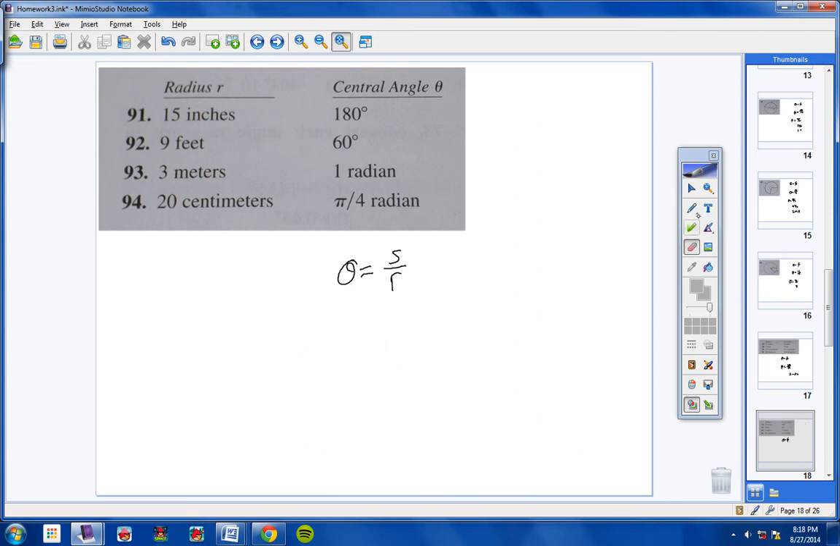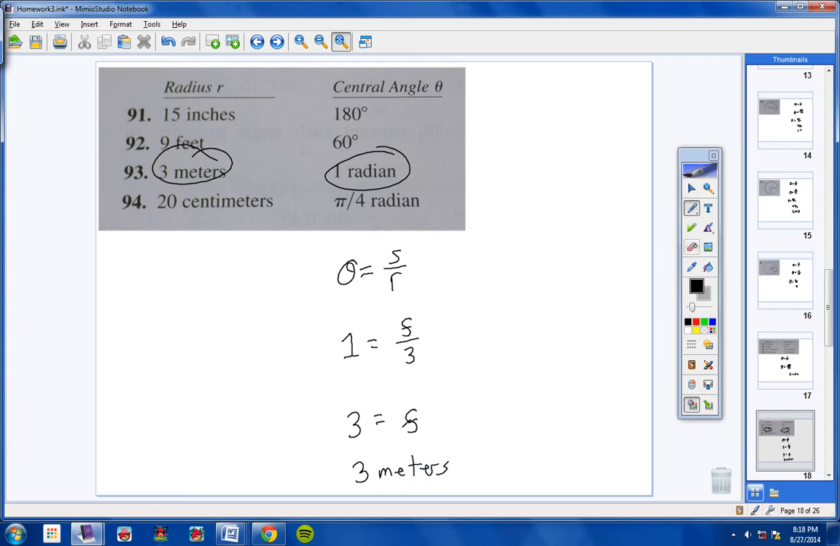Let's take a look at the next one, number 93. We have 3 meters and 1 radian. Notice your central angle is already in radians, so we can just put a 1 here for theta. That's easy. My radius is 3, so I put s over 3. I multiply both sides by 3. If I multiply s over 3 times 3, I'm just left with s. If I multiply 1 times 3, I'm left with 3. It's that easy. Now look at your radius. It was meters, so my intercepted arc is 3 meters.